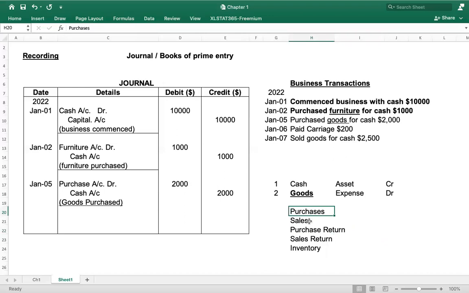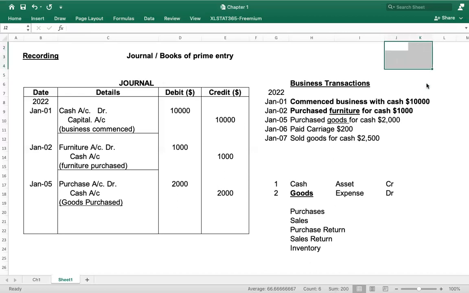When I sell goods, I will use which term? Sales. When purchased goods are returned to the supplier, which term? Purchase return. When customers return goods to us, sales return. And the remaining goods is known as inventory. Suppose I bought 100 units. Out of that, 80 units I sold. So how many units are left? 20. These 20 will be known as inventory. The 100 units are purchase, the 80 sold is sales, and the remaining 20 is inventory.